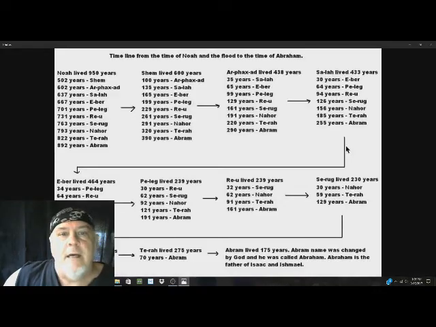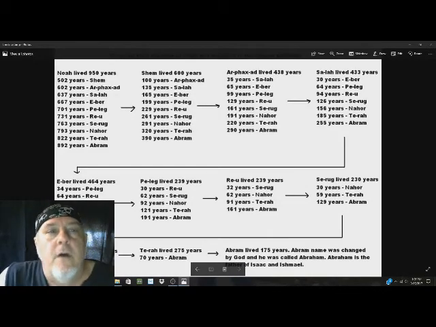Now, when we go to the second timeline and time frame, this will start from Noah all the way to the time of Abraham. Again, we can find out more information from this as well.